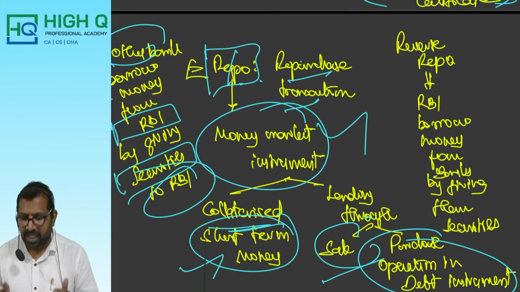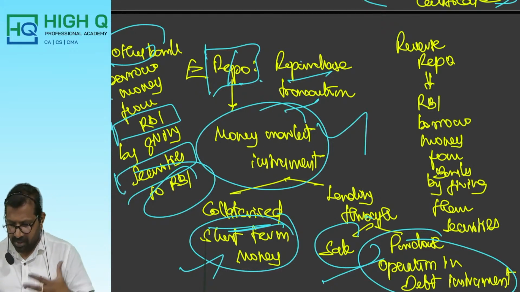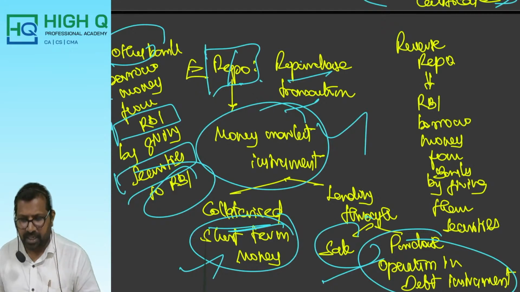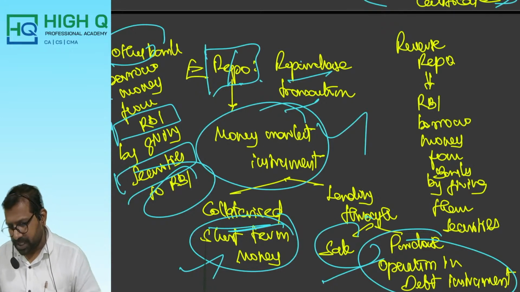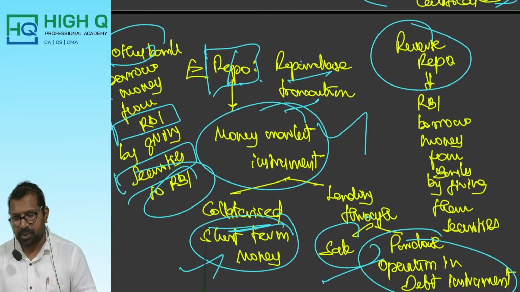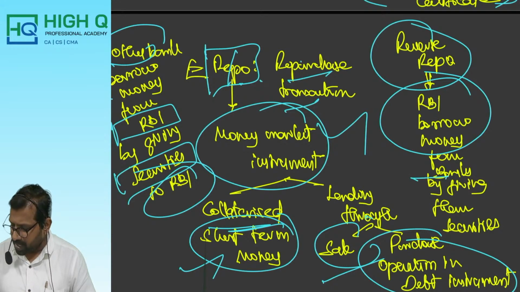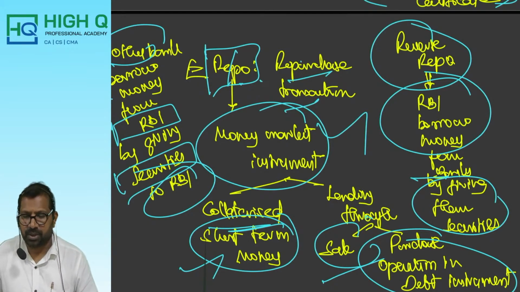So repo, repurchase transaction, is where RBI is ready to purchase. Other banks that want to borrow money from RBI can do so, provided they offer their securities to RBI. What is meant by reverse repo? Just the opposite. In reverse repo, RBI borrows money from the banks by giving them securities. Now RBI gives the securities to the other banks. It is called reverse repo.